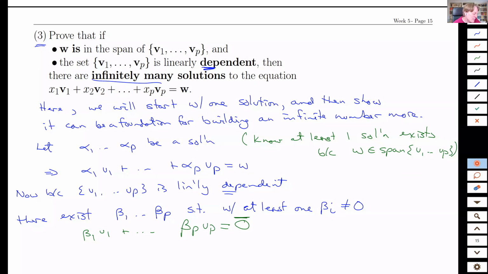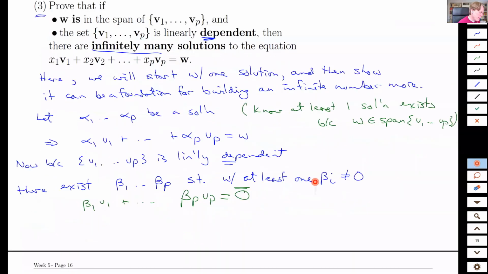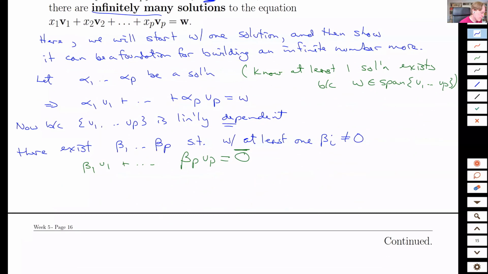Anyway, some collection of these vectors adds up to w. A different collection of these vectors adds up to 0. But then what happens if I add those two equations? I can get to w. If I add 0 to that, I'm staying at w, because that's one of the properties of the 0 vector. When I add it, nothing changes.